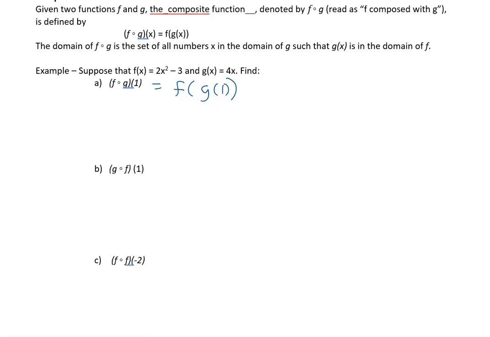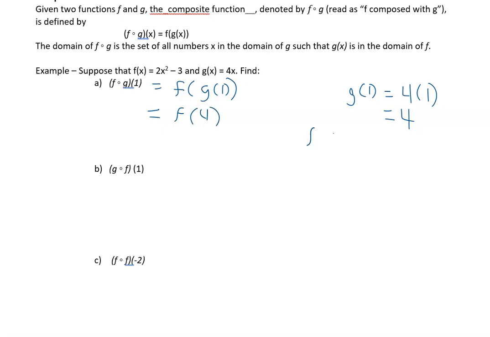So we start by coming over here to the side and finding g of 1, which in this case is simply going to be 4 times 1. G of x is 4x, so g of 1 would be 4 times 1, or 4. And so now 4 is the output of g of 1. It's what g of 1 is equal to. So 4 is going to be the input of f.